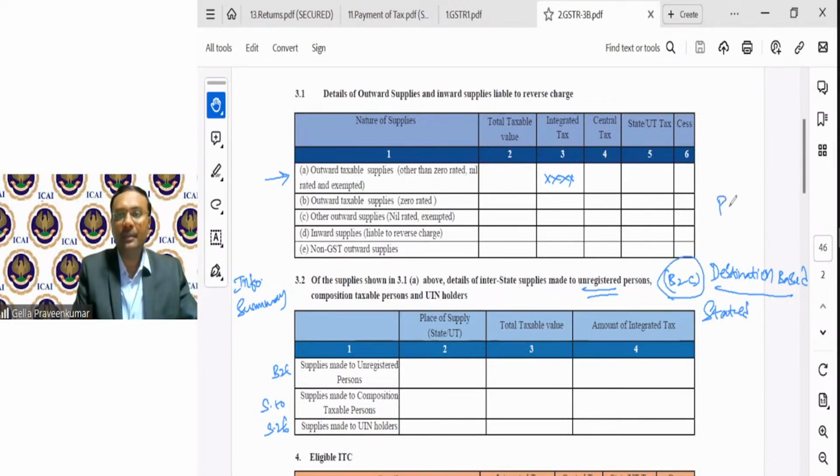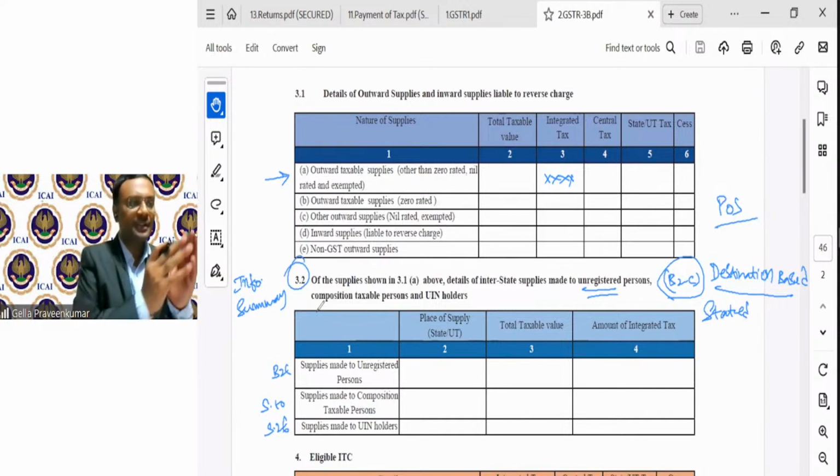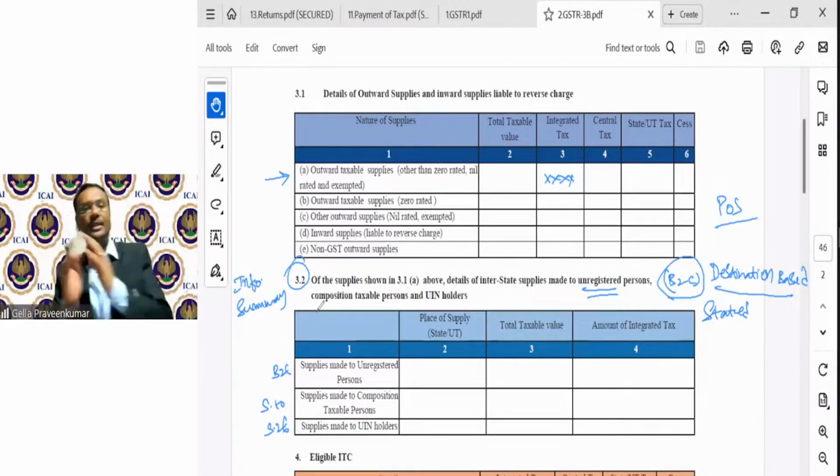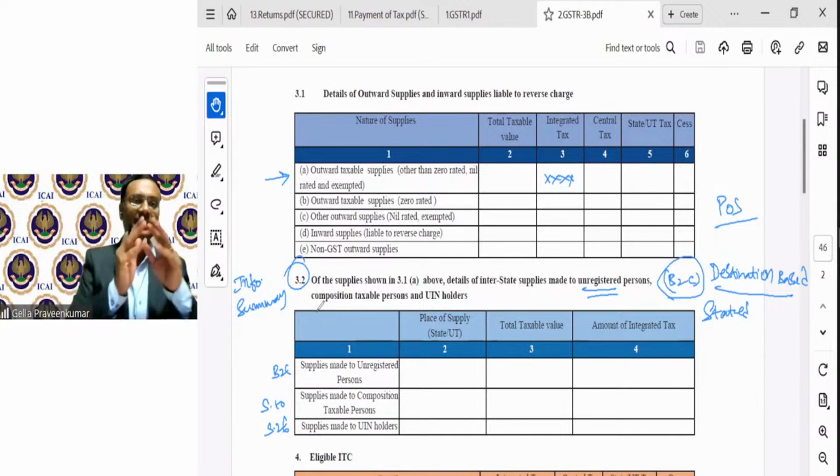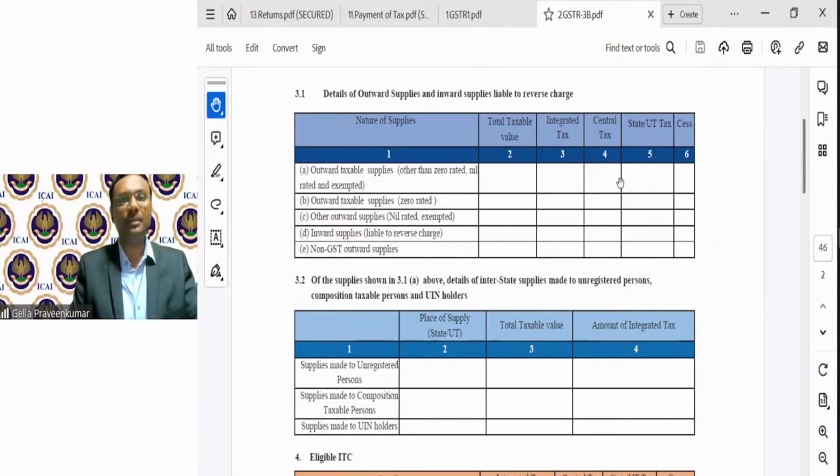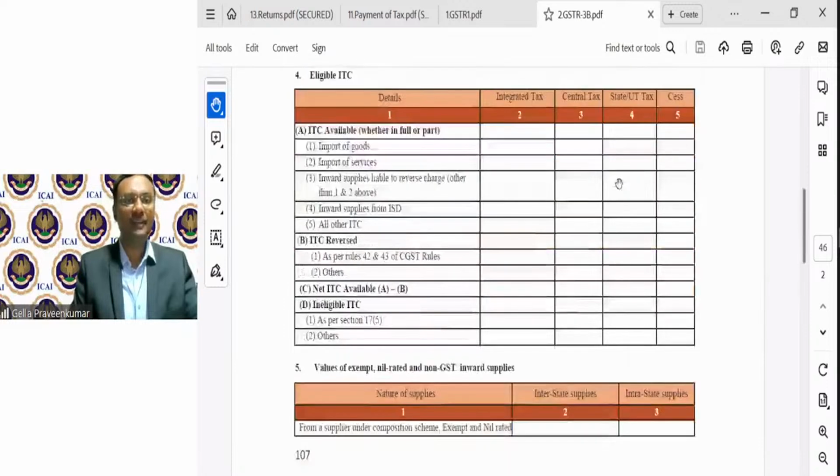In case of B2B, place of supply is specified. In case of B2C, on the basis of this table, the transfer of funds between the Union and the respective state happens. This is the purpose. In table number 3.2, I have to specify B2C supplies and composition supplies.